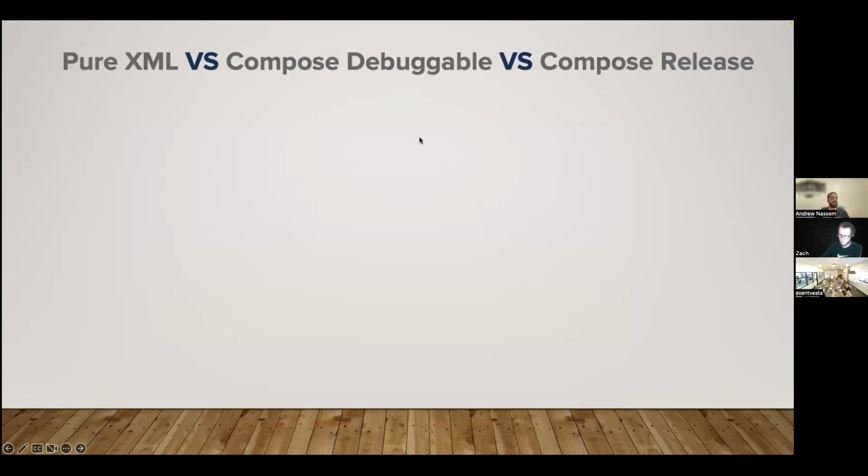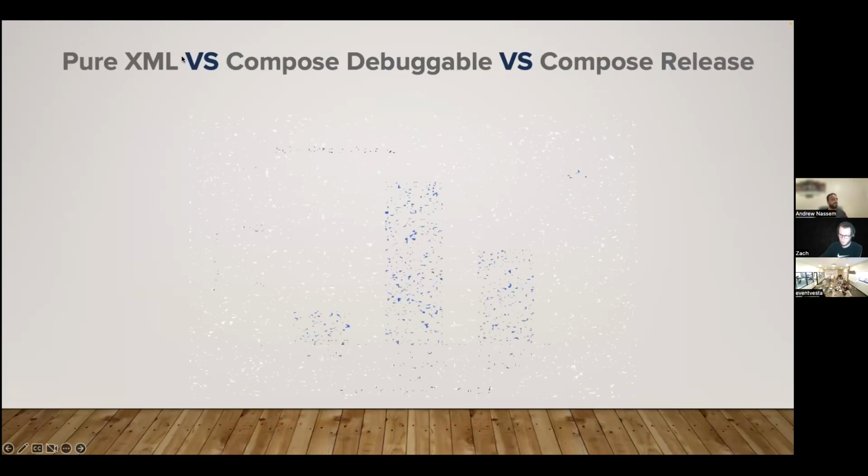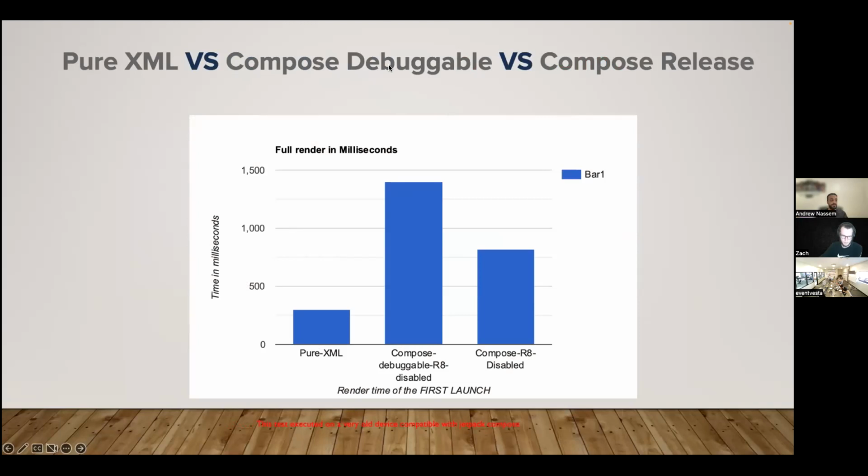When we did the same test on pure XML versus composable in debug mode and Compose release mode, the result is that pure XML is still the fastest compared to Compose in debuggable mode with obfuscation or R8 disabled. This is the highest one. Composable in release mode with R8 also disabled is better than the debuggable one, but compared to pure XML, it's still slower.